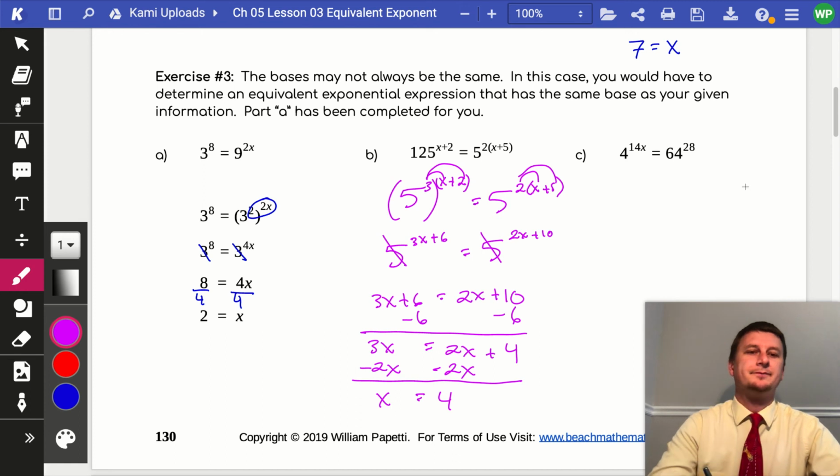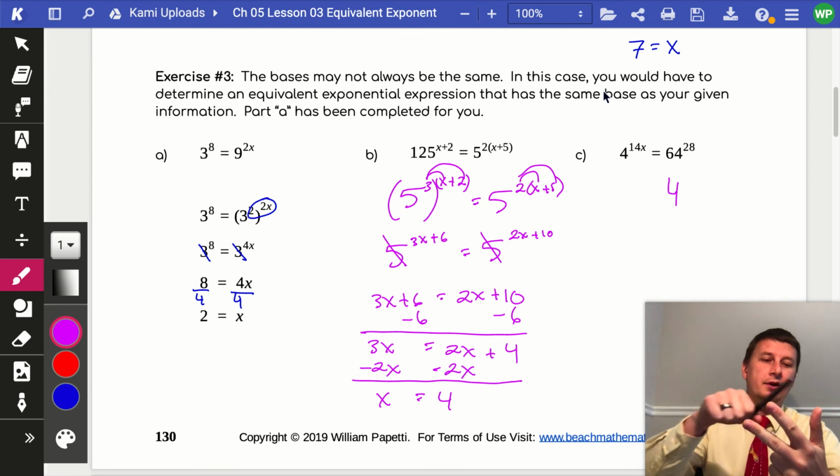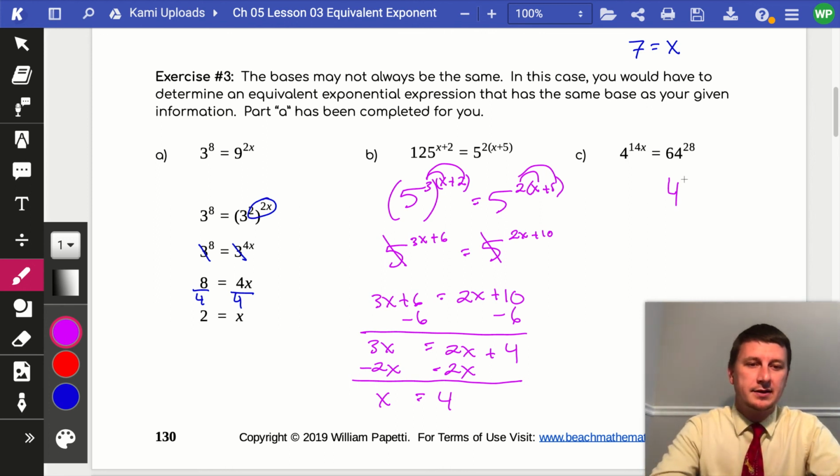And now finally, I have 4 to the 14x is equal to 64 to the 28th power. So now I want to look at these and think, is there a way I could write, I always like to look at the larger number. And in this case, the larger number is 64. And can I write 64 as 4 to a power? Well, let's see. 4 times 4 is 16. 16 times 4 is 64. So 4 to the third power is, in fact, 64.